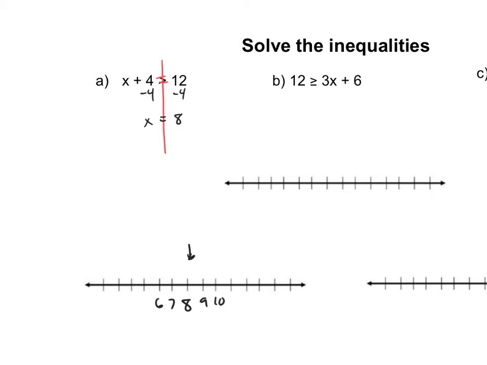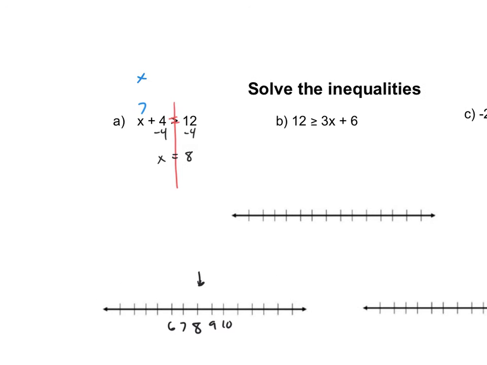So let's take 7. And if I plug 7 in, I just have to find out in the original inequality, is that true? x plus 4 is greater than 12. So I'm going to plug in 7 there. Well, 7 plus 4 is 11. 11 is not greater than 12. So this side does not check out. So most likely it's going to be on the other side, but let's make sure.